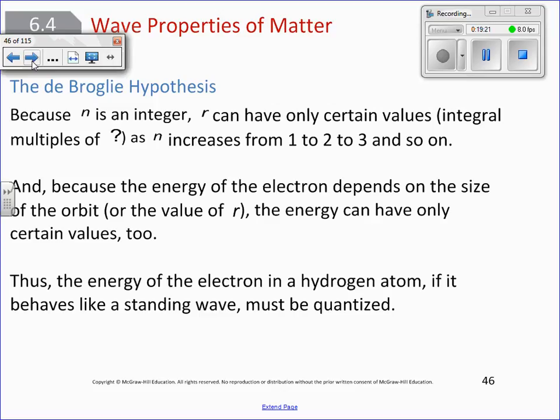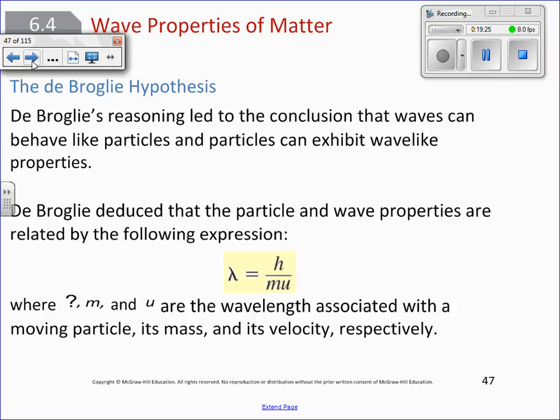So his reasoning, you don't have to write down all these equations. Waves can behave like particles, and particles can behave like waves. They have to deal with the duality nature of light. His equation was wavelength is h over mu, where m is mass, mu is velocity. I'm not going to really get into that, but just walking you through it.